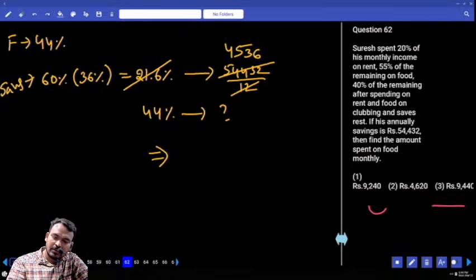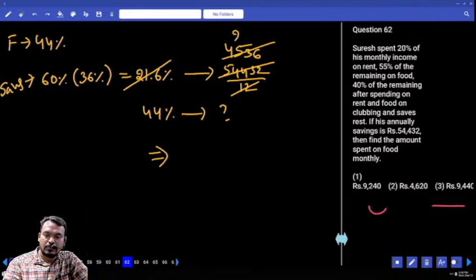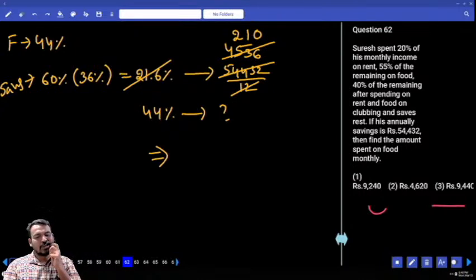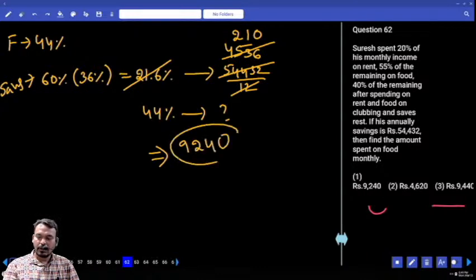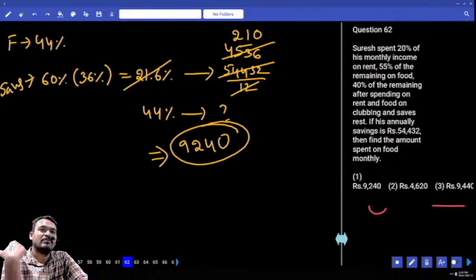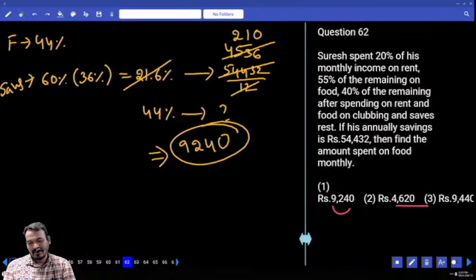Next 216. 216 how many times? 2 times, 432 completed. What is the remaining? 21, 1 time. It is 210. 44 into 210 means 8800 plus 440, which is 9240. Or else 21 is 210, a multiple of 7. First option is a multiple of 7, and the second option is also a multiple of 7. Then the answer is 9240.